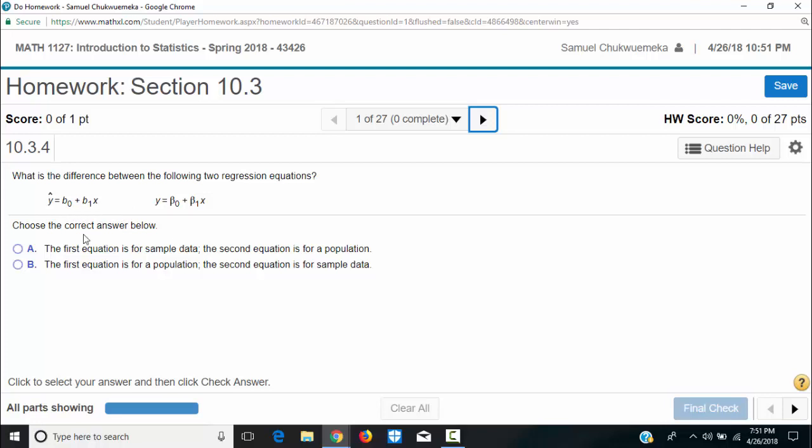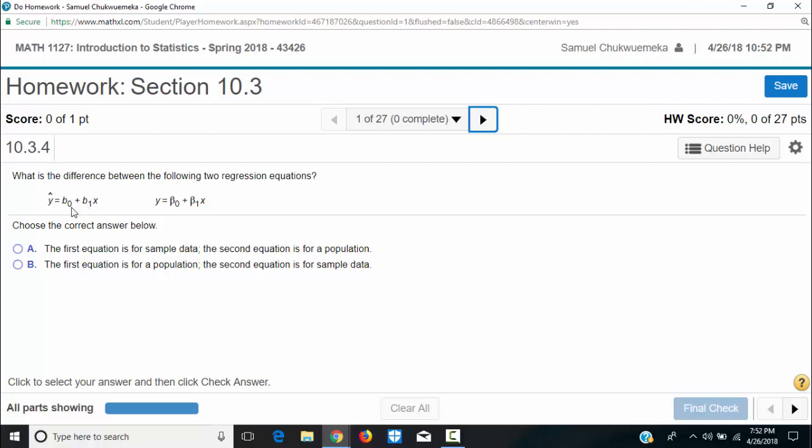You can use this to make predictions if you discover that there is a correlation between the two variables. So usually you have y equal to mx plus b. You did that in algebra. So y equal to mx plus b, where m is the slope and b is the y-intercept. The coefficient of x is m, which is the slope. So the coefficient of x here is b1.